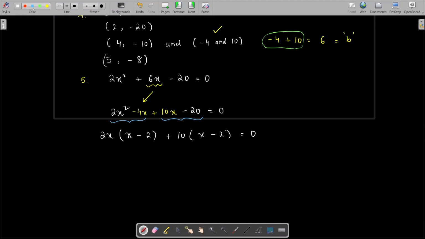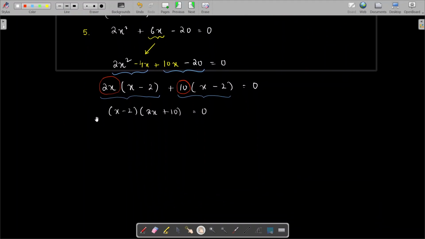And then you can again find the greatest common factor of these two terms. The greatest common factor is x minus 2. So again we will factor out x minus 2, and what is remaining is 2x plus 10. So these are the two linear factors of this quadratic equation.